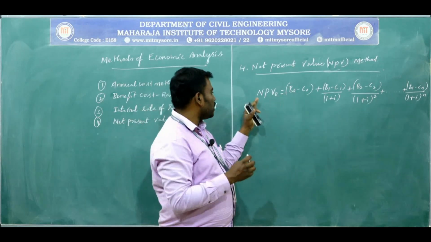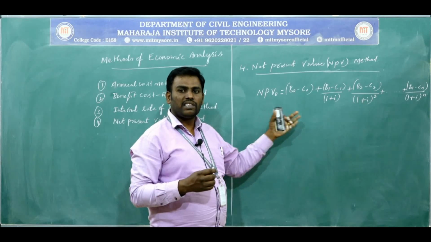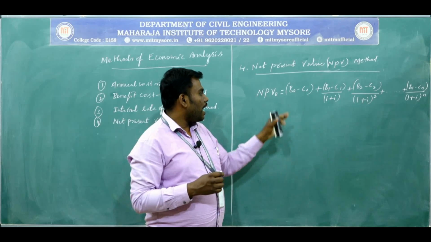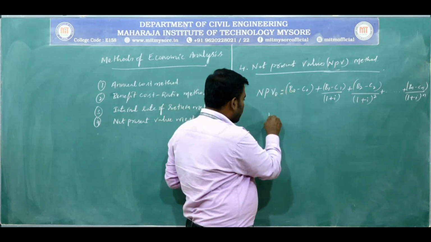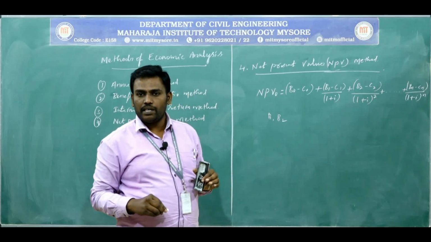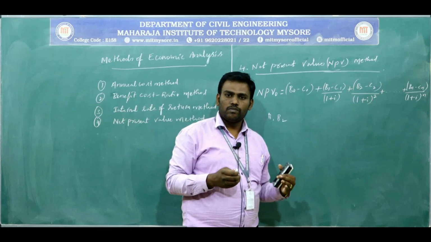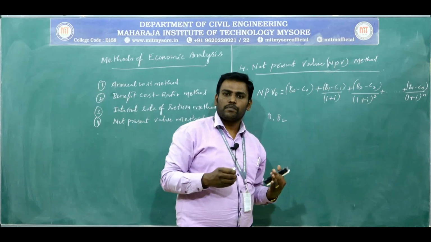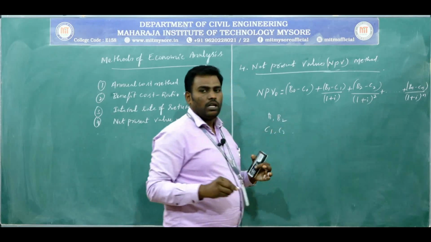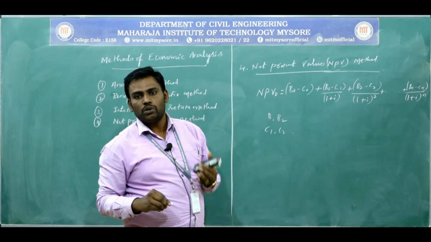In this relation, NPV 0 means the net present value in the year 0, and B1, B2 are the present worth benefits, or we can say benefits in the year 1 and 2 up to n years. And C1, C2 are the costs in the year 1 and 2.